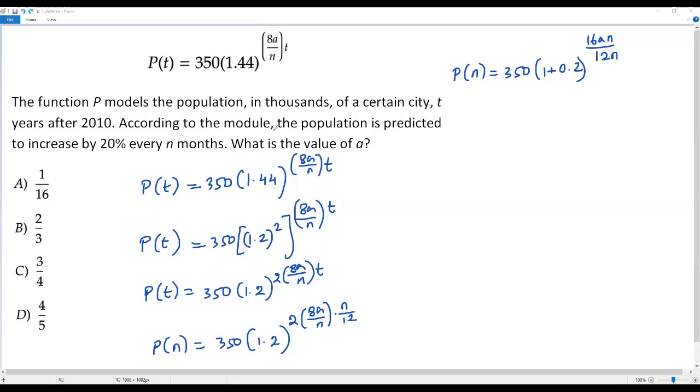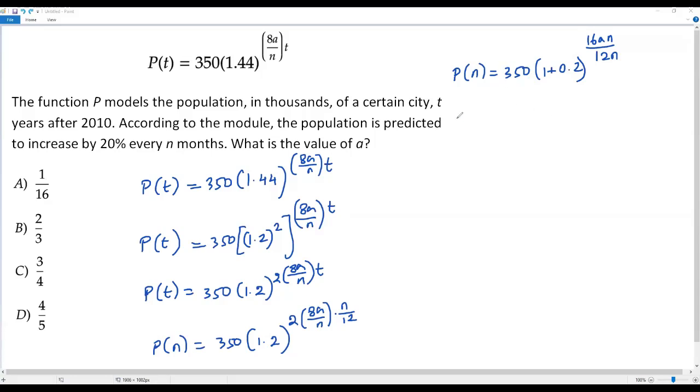According to the question, the population is predicted to increase by 20% every n months. Actually, this P of n represents a population. It's predicted to increase by 20% every n months. Actually, this 350 represents the initial population. What if I plug in n equals 1? When I plug in n equal to 1, this initial population 350 will increase by 20%.